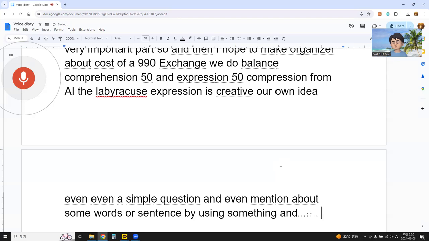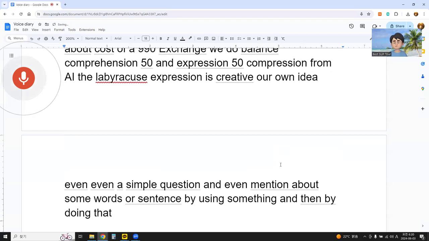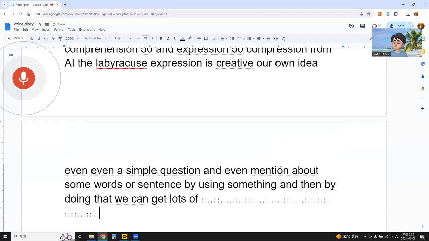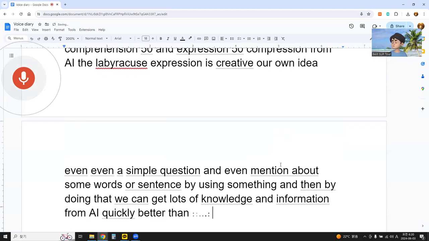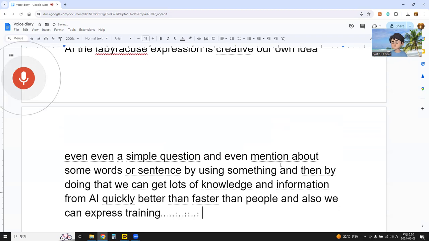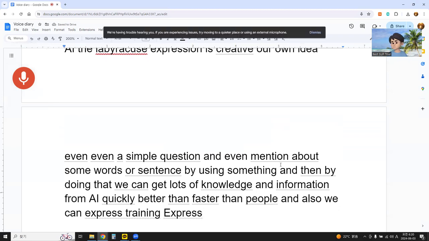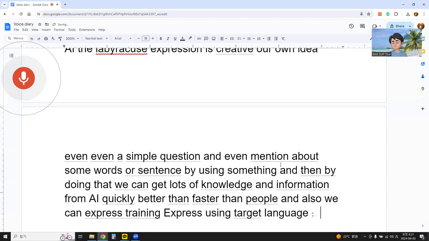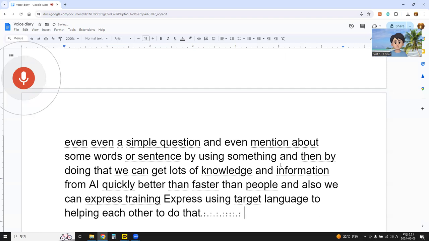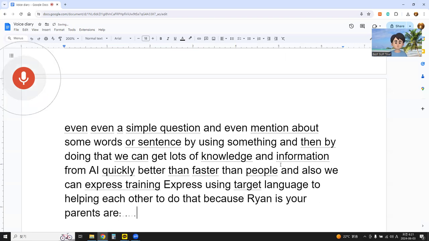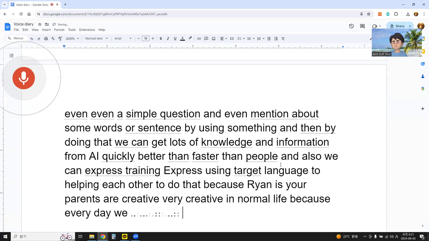And by doing that, we can get lots of knowledge and information from AI quickly, faster than people. And also we can express using the target language, helping each other to do that. Because language partners are very creative in normal life, because every day we express, every day we think.